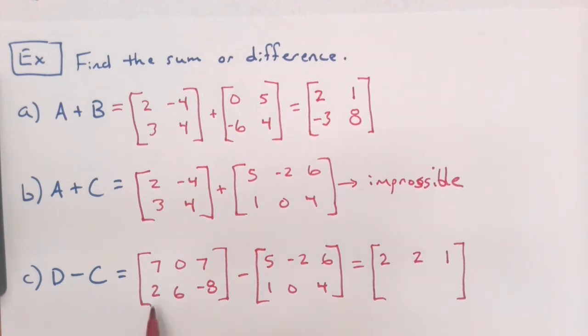And in the upper right-hand corner, 7 minus 6 is 1. Row 2, column 1 would be 2 minus 1, which is 1. Row 2, column 2 is 6 minus 0, which is 6. And then in row 2, column 3, we would have negative 8 minus 4, which is a negative 12. And that would be our answer to matrix D minus matrix C.